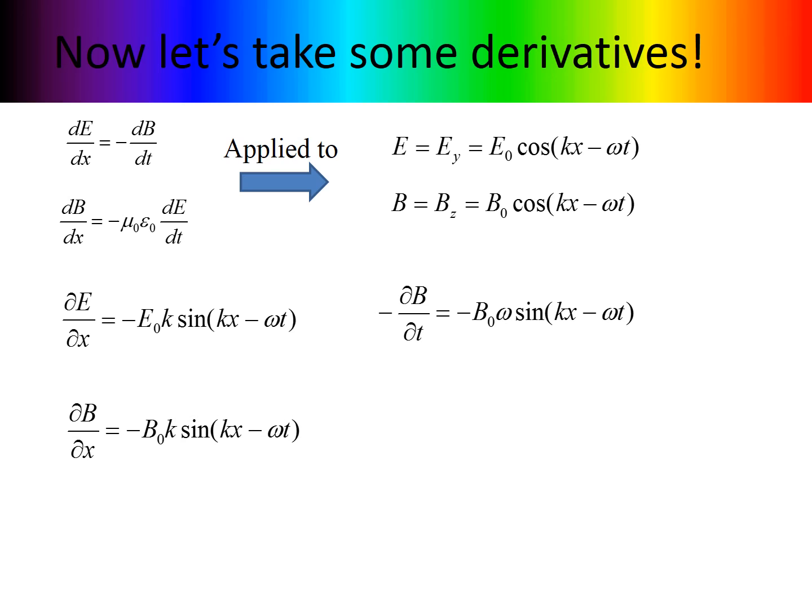dB/dx is the partial derivative with respect to x. So we treat everything else as a constant, and we look at the B equation, and we can see that this is the result we get. And finally, negative mu sub 0 epsilon sub 0 dE/dt gives us this equation. So notice each one of these four has a sine(kx minus omega t) in it. So we can see automatically that when we do our equations, they're going to cancel.